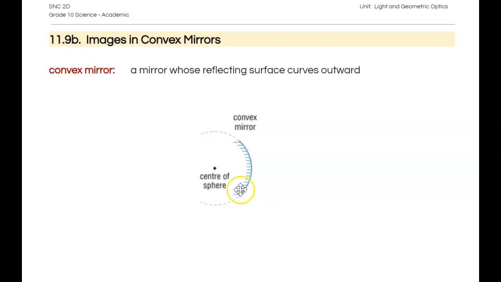Now, I just want to remind you again that a convex mirror, we can tell what it looks like and that it's not a concave mirror based on the location of these little dashed lines. Remember, the dashed lines indicate the location behind the mirror. Over here on the right, this would be in front of the mirror, and so any light rays would be striking the mirror from this side and then bouncing off in one way or another.